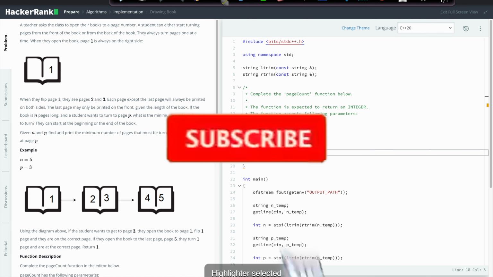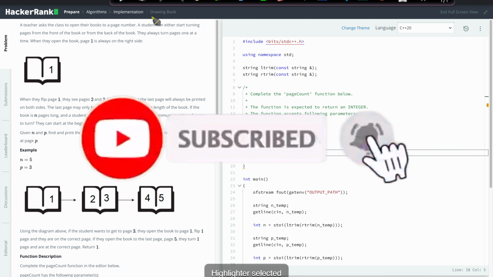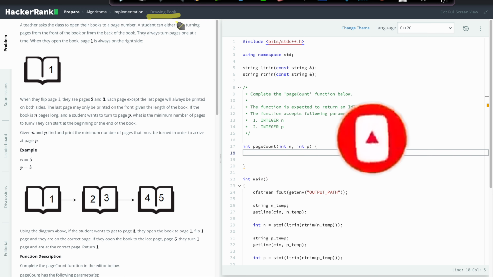Hello friends, today we are going to solve this problem, Drawing Book. Let's try to understand what exactly this problem statement is saying. A teacher asks the class to open their books to a page number.